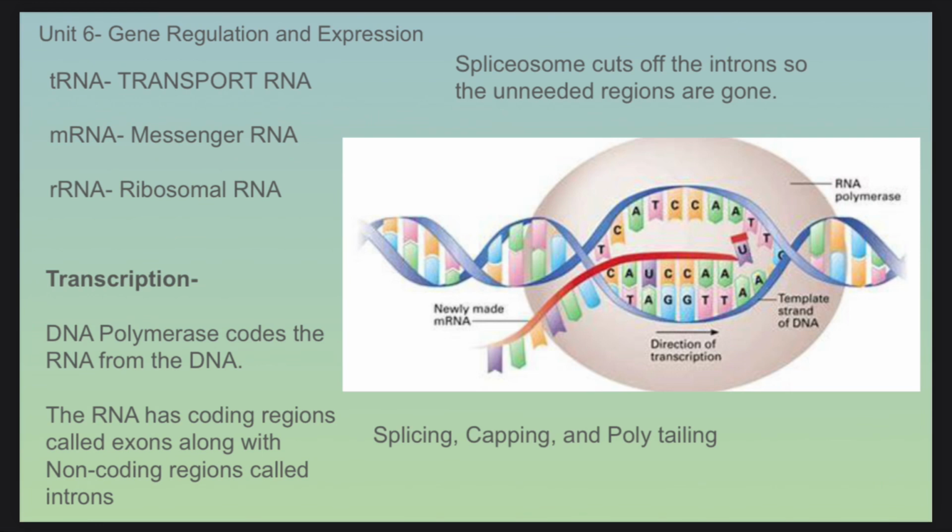Okay, so now I'll explain the types of RNA. As you can see, you can just read them on screen: transfer, messenger, and ribosomal. Transcription is when RNA polymerase codes the RNA from the DNA. The RNA has coding regions called exons along with non-coding regions called introns. What cuts off the introns are spliceosomes, which cut off the unneeded regions. So it goes through splicing, capping, and poly-tailing of that new RNA.